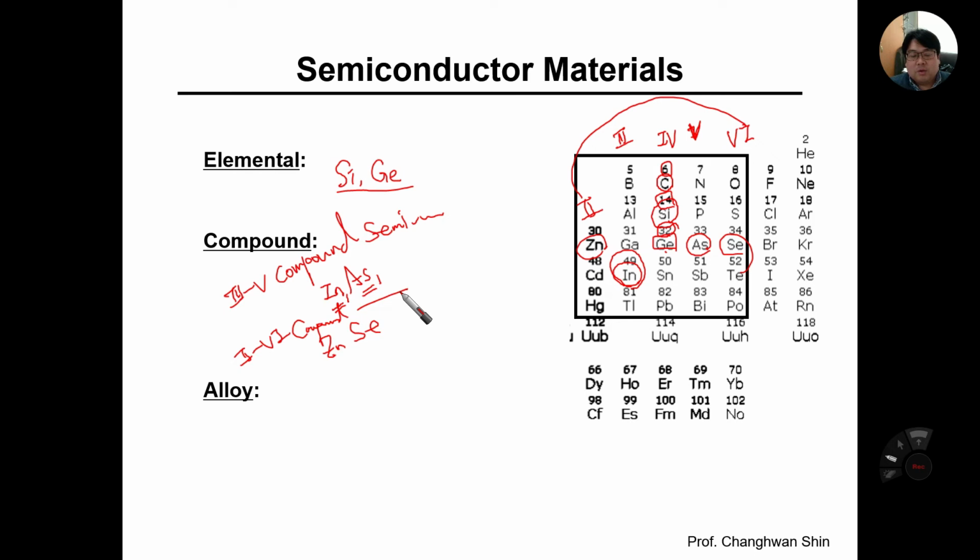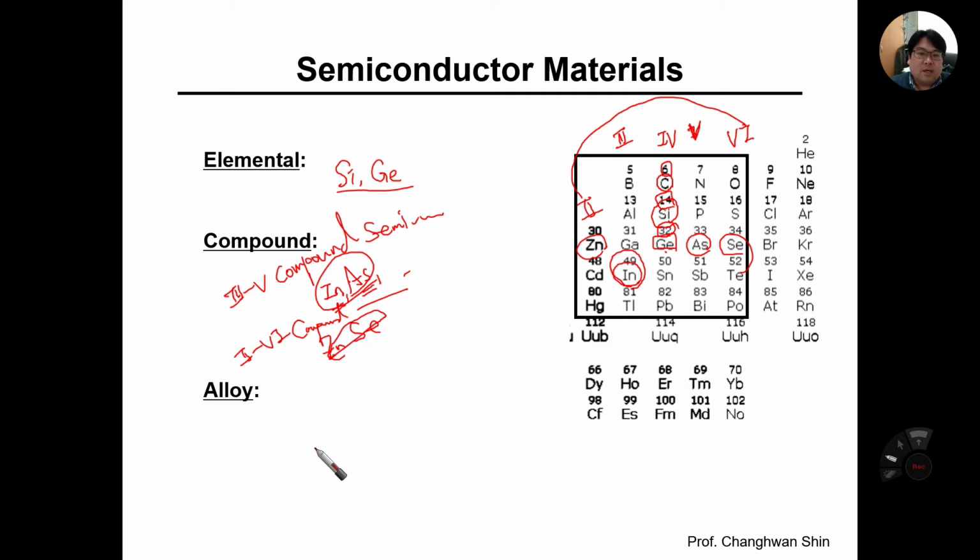So whenever you have a chance to read a research paper where some researcher has used a 3,5 compound semiconductor, it means they used, for example, indium arsenide; they chose two atoms, one each from column 3 and column 5. Okay, zinc selenide is another representative material for 2,6 compound semiconductors.